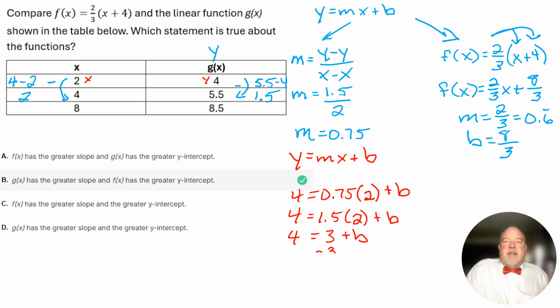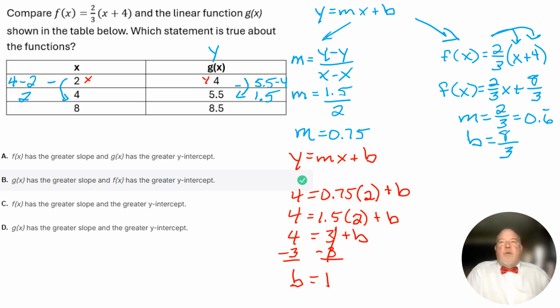Subtract 3 from both sides. A lot of work in this problem. I'm sure that's what you're thinking. And that goes away. And so I end up with b equals 1. 4 minus 3. So my b value is 1 here, and the b value over here is 8/3.